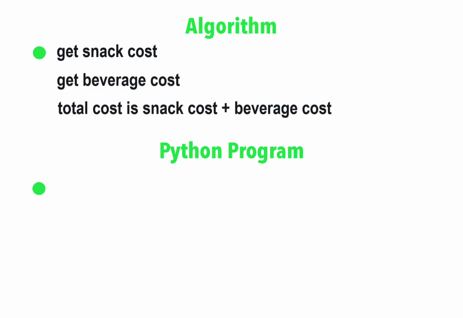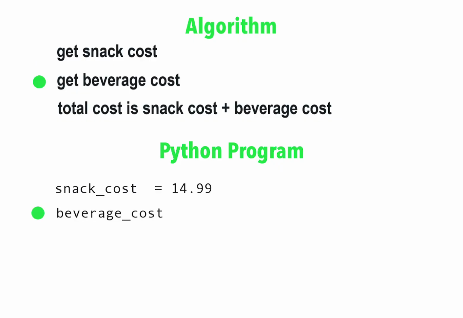First, we will create a variable named snack_cost that will hold the cost of the snacks. We'll assume for this particular example that the cost of the snacks is $14.99, so we will assign 14.99 to snack_cost. Next, let's create a variable named beverage_cost that will hold the cost of the beverages. We'll assume, for this particular example, that the beverage cost is $10.55, so we will assign 10.55 to beverage_cost.